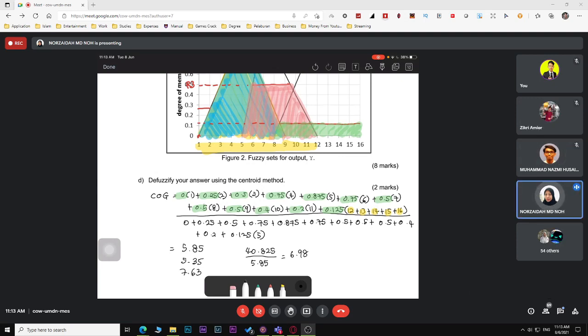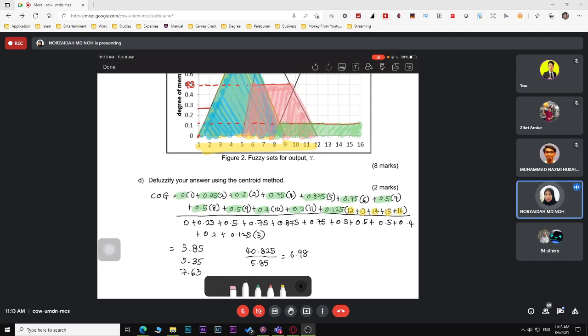Tadi yang jumpa 793 apa semua tu, dah nampak kat mana silap? Ada tertinggal dekat bawah tu satu nilai. Dia jadi macam tu. Okay, so semua dapat 6.978 sebenarnya, tapi saya bundarkan 6.98.